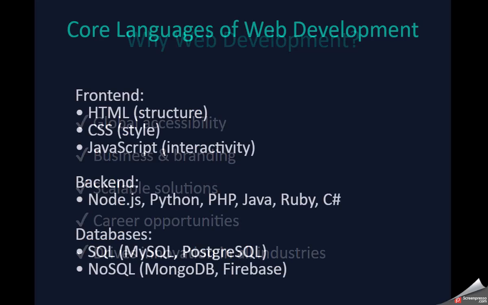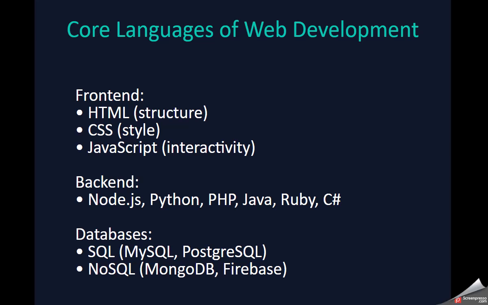So now, core languages of web development. For front end, we have HTML, which is Hypertext Markup Language. It is the structure of our web page, right? CSS, which means Cascading Style Sheets, is used to add style, beautification, and enhancement to our web page. And then JavaScript deals with the interactivity of our website, making it more functional, right? Adding more functionality and interactivity to our website, right?